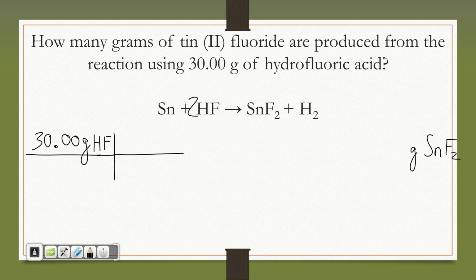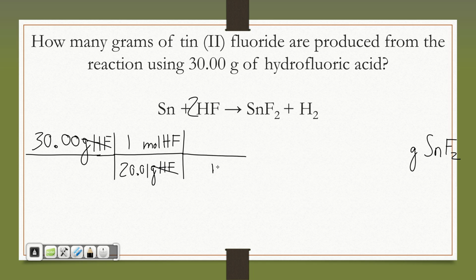So I'm going to need to change grams of HF to moles of HF. With moles and grams together, it's 1. Okay? What is the molar mass of HF? I need to add one H and one F together, and that's going to be 20.01. Okay? That right there, if I solved it, I'm now in moles of HF.